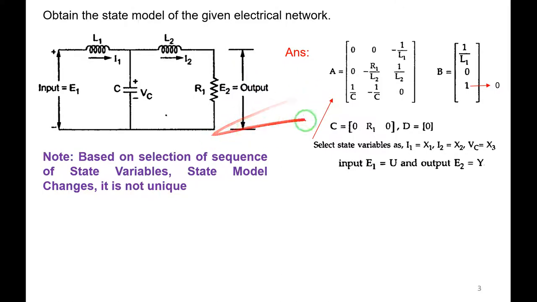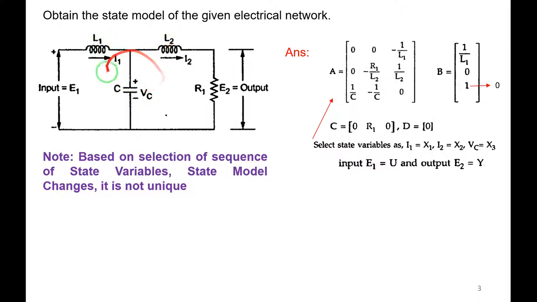One more important thing before solving these kinds of problems: if you are asked to obtain the state model of the given electrical network, you should be very careful. Based on the sequence of selection of the state variables, the state model changes. It is not unique. See here, they got A matrix, B, C. The elements will be the same, but not in the same order. Because the current passing through this inductor I1, I will take it as x1 or x2, it depends, right? So I will take this as x1, this as x2, this as x3. Some people will take this as x1, x2, x3, right?